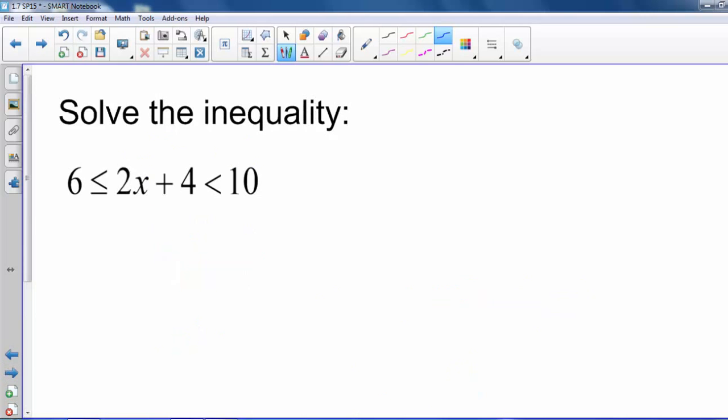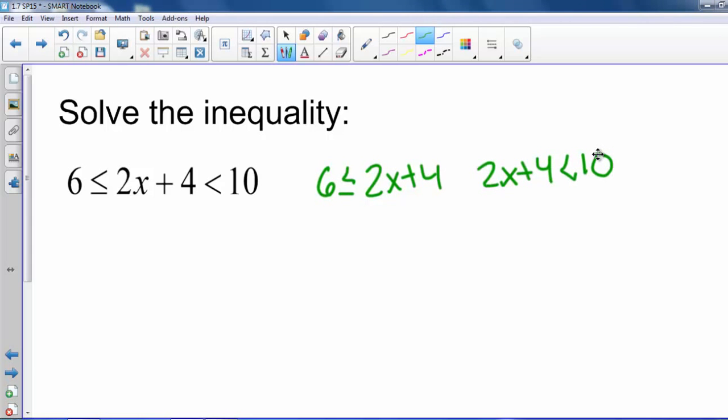Here we have the inequality, 6 is less than or equal to 2x plus 4, which is less than 10. Really, we can think of this inequality as two separate inequalities if we wanted to. We could think of this as 6 is less than or equal to 2x plus 4, and 2x plus 4 is less than 10. So we could solve these separately or together. I'll show you both ways.